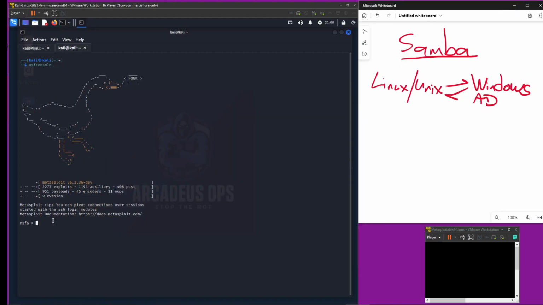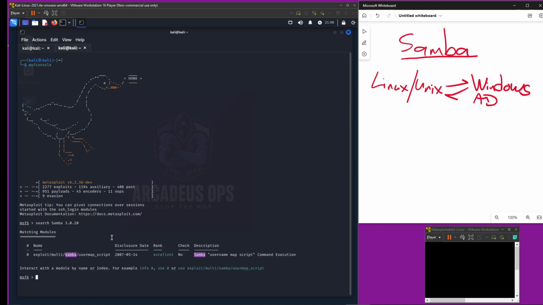Right, let's get back to MSF console. So let's have a look, see if it's got Samba 3.0.20. Let's have a look, shall we? Bingo. Right. So it's told us that it's command execution. So we can issue our own commands when we have compromised the machine. It's told us that the possibility of success is excellent. And it's actually quite an old exploit that's dated way back in 2007.